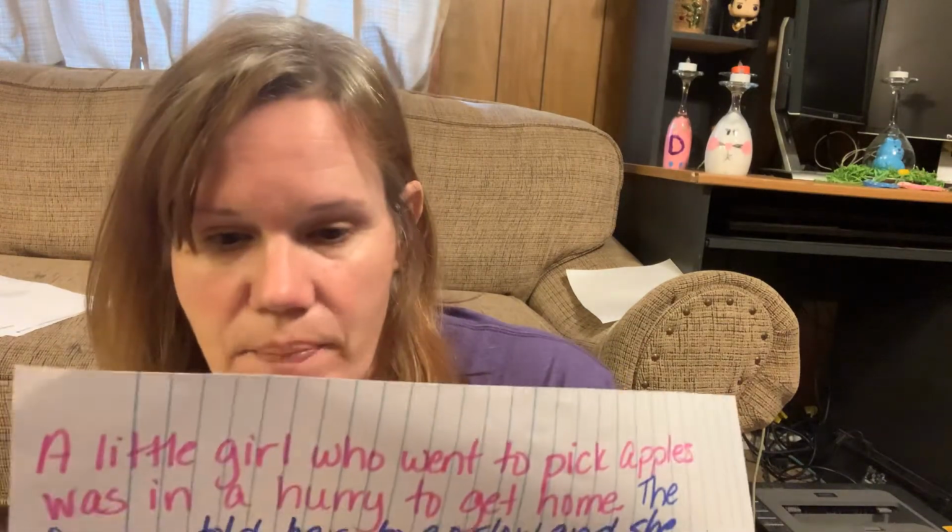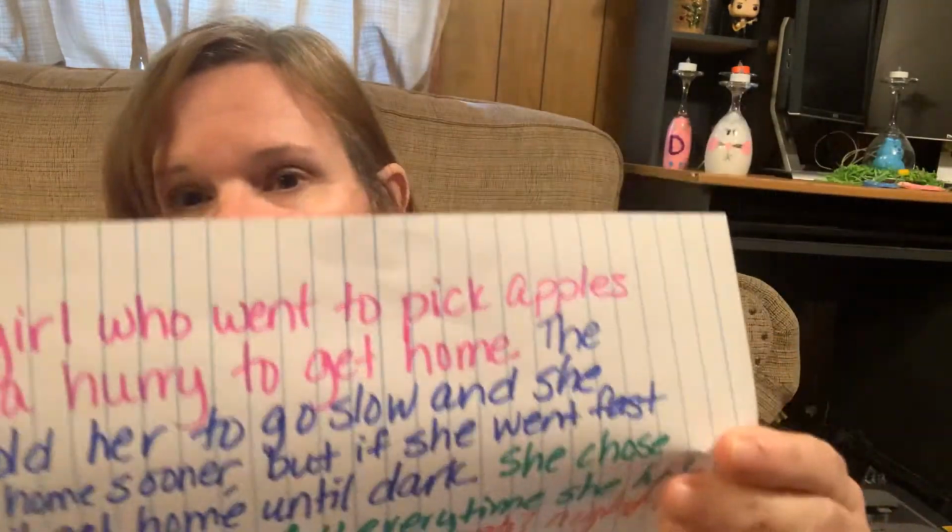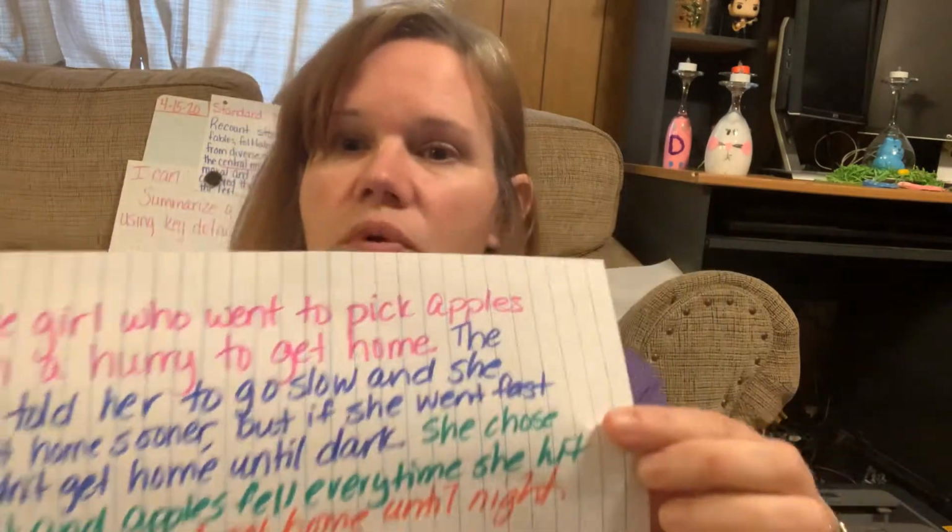So I said in the green, she chose to go fast and apples fell every time she hit a bump. We know she had to pick those up, and she didn't get home until night. So that's how I summarized it. It might not be perfect. You might have a better way to summarize that story, but we get the main events of the story there. So now what I would like for you to do is to take a story that you've read or that you're about to read and then practice summarizing it, telling just the main events to your parents, and that is going to be your assignment for today.